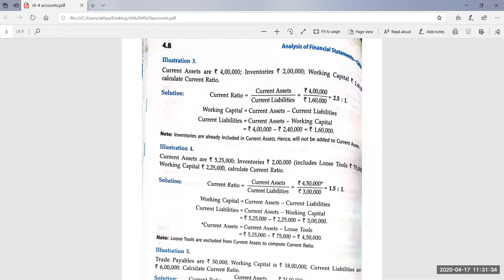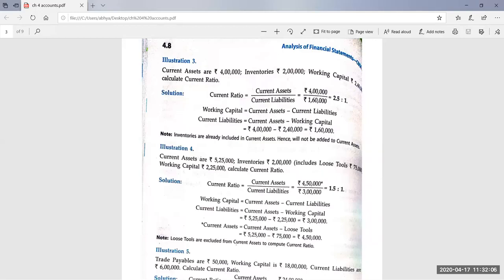Now current assets for the current ratio, not the actual current assets. You will be deducting the loose tools when you put the current assets in the formula. For the current ratio, current assets equal current assets minus loose tools. So current assets 5,25,000 minus loose tools 75,000, which is equal to 4,50,000. Now put the values in the formula. 4,50,000 upon 3 lakh, which is equal to 1.5:1. And remember that every time you have to write the ratio answer in lowest terms.